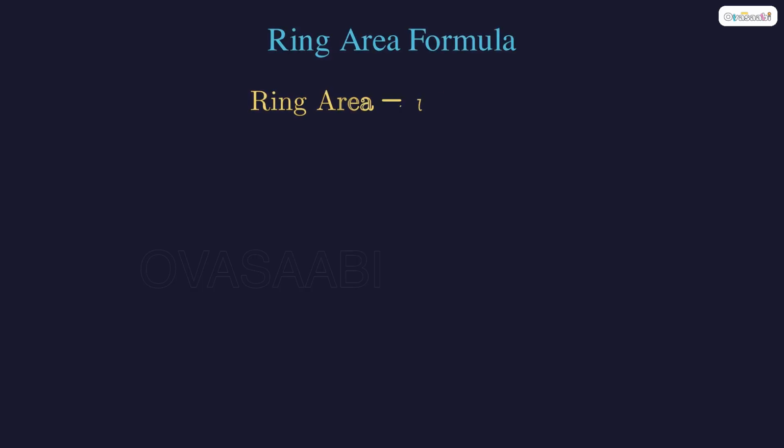To find ring area, subtract the small circle's area from the big circle's area. We can factor out pi. Notice this is the difference of two squares. We can factor further to get pi times (R plus r) times (R minus r).